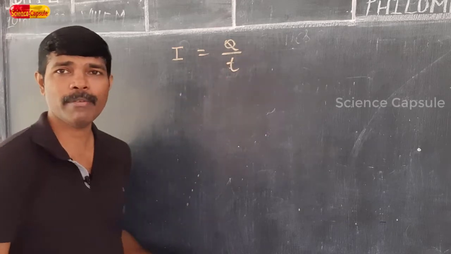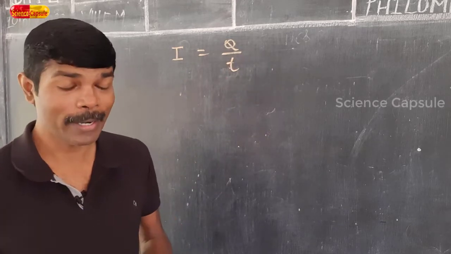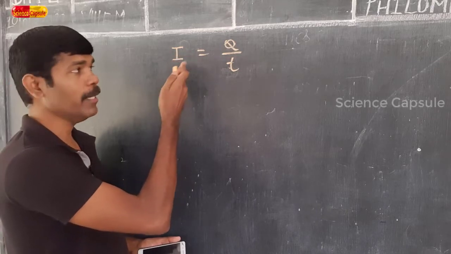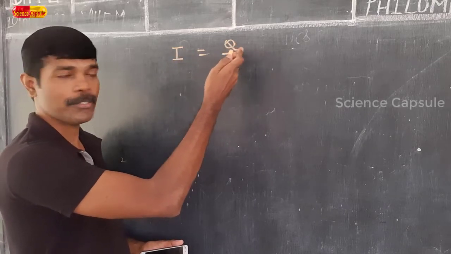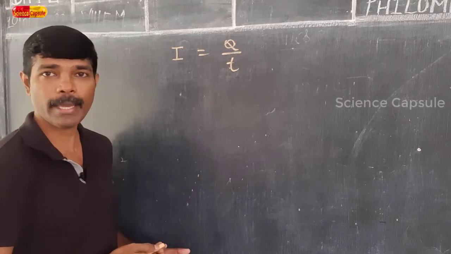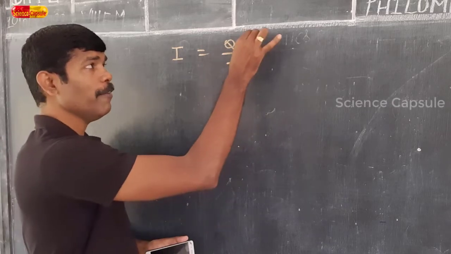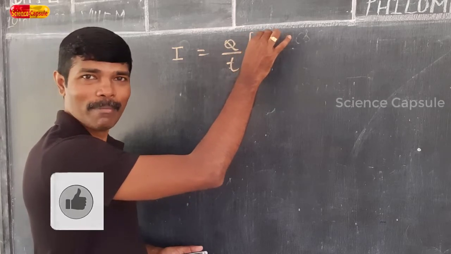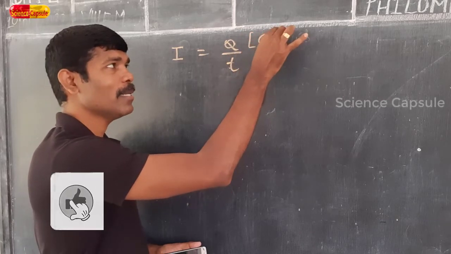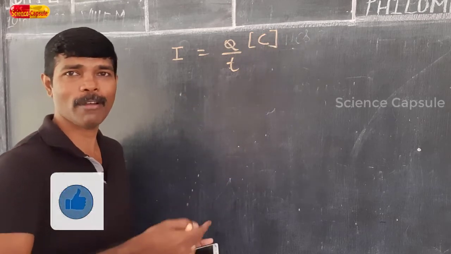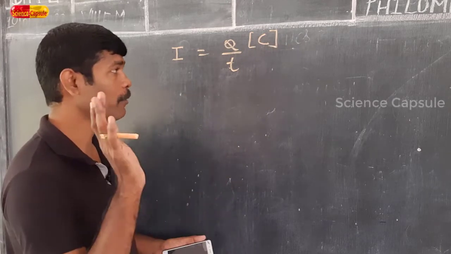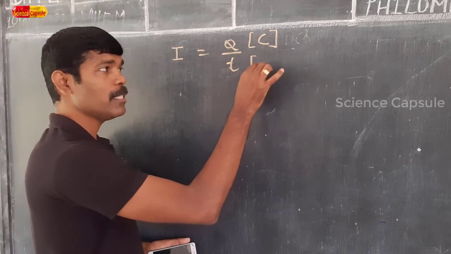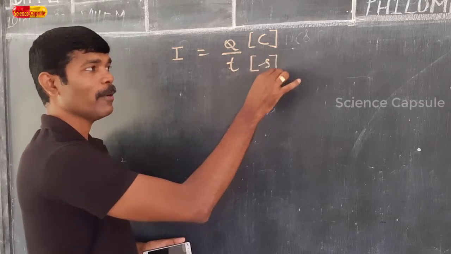This is already given in your textbook and we have already discussed it. Here I is the symbol of current, Q is the symbol of charge, and T is the symbol of time. The SI unit of charge is coulomb, represented by the symbol C. The SI unit of time is second, represented by the small letter s.